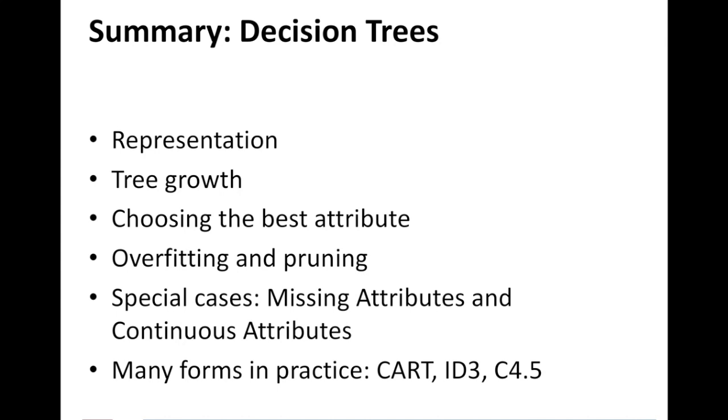We then discussed overfitting, which is not just relevant for decision trees but for any machine learning model, and how to prune the tree. Then we discussed special cases, missing attributes and continuous attributes, and how to handle them in decision trees. In practice, there are many forms. We discussed ID3, the most common form. C4.5 is another variant that is also used, but our discussion was focused on ID3. So if you're looking at the book, please read ID3. Thank you.